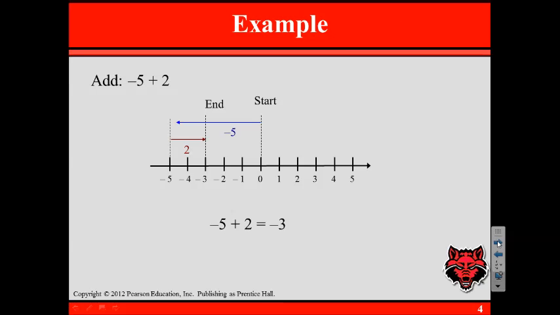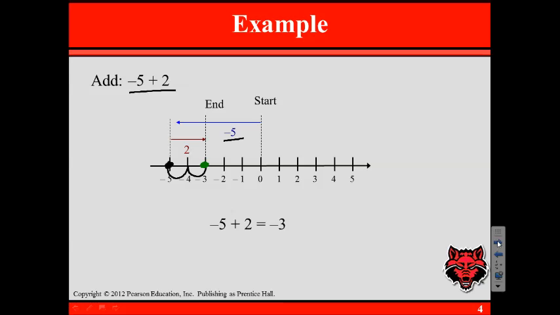If we wanted to add -5 and 2, we would start at 0, and we would draw an arrow pointing to the left 5 units, because 5 is negative. If we did that, that would give us a value of -5. We then draw an arrow to the right of length 2 units, because 2 is positive. So starting at -5, we go to the right once, we go to the right twice, we would end at -3. So the answer to the solution would be -5 plus 2 equals -3.